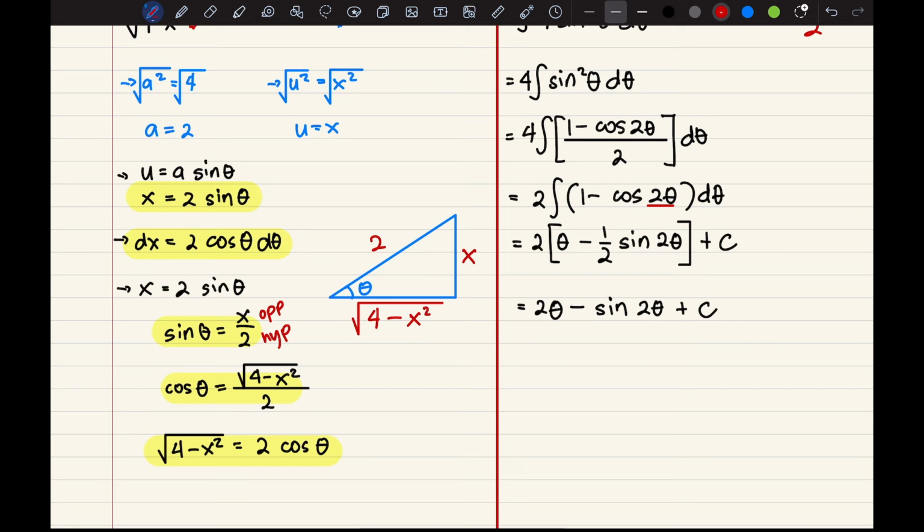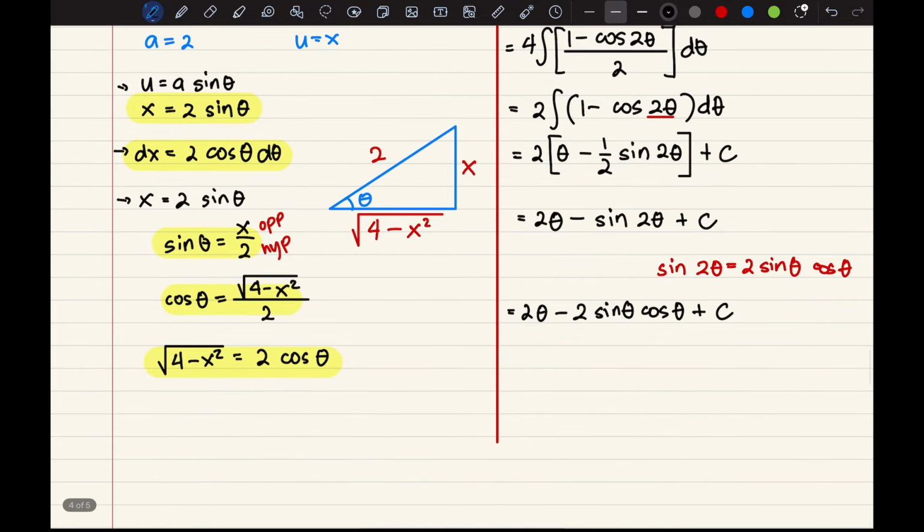So we have a double angle formula. So for sine 2 theta, our corresponding trigonometric identity is 2 sine theta cosine theta. Okay, so let us now simplify our equation. We have 2 theta minus sine 2 theta is equal to 2 sine theta cosine theta.